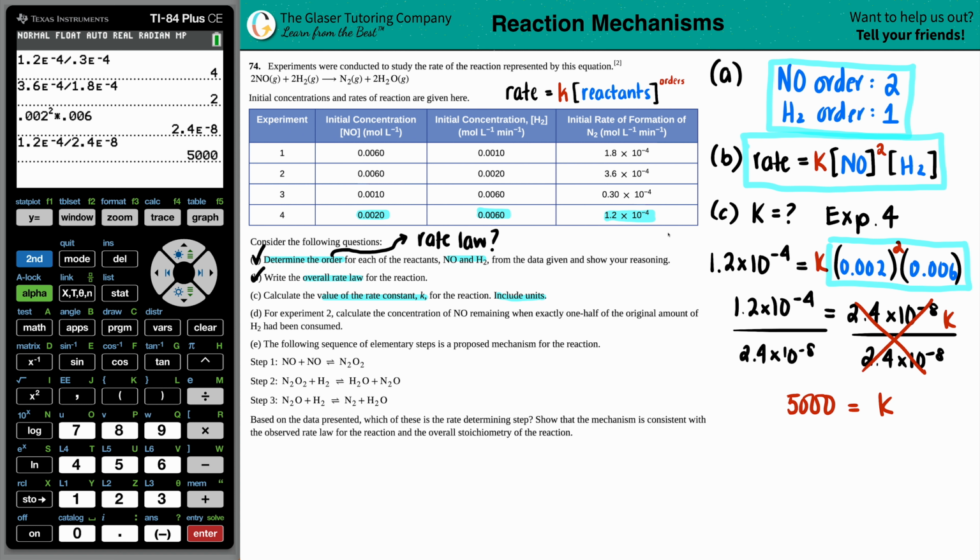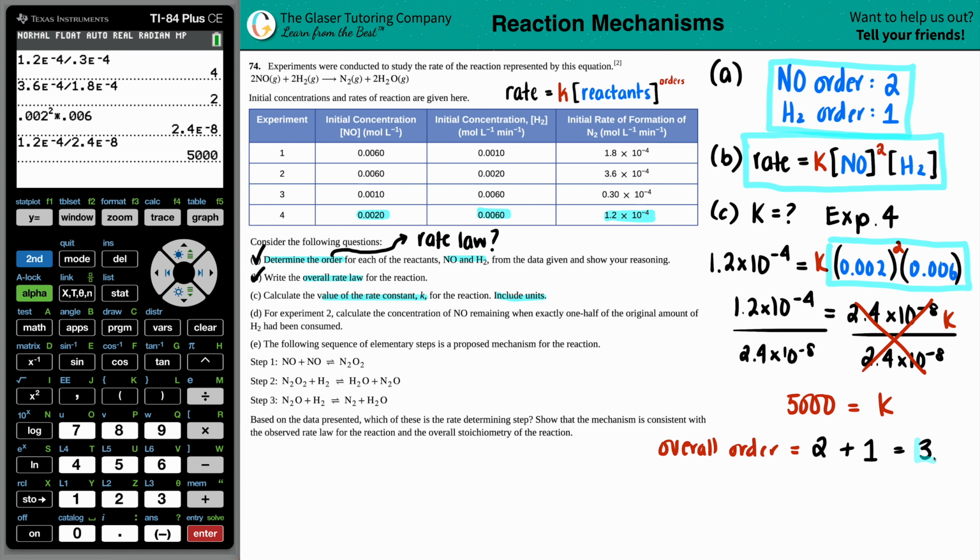Now, the K value, the rate constant, the units of K, it's not one standard unit, right? The units of K really go with the overall order. So we need to find out what the overall order of the reaction is. And the overall order, you just have to add up all the orders. So back in letter A, where we said that the order for NO was 2 and the order for H2 was 1, we just add them up. 2 plus 1 is 3.